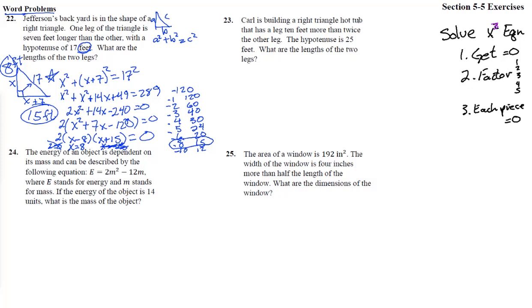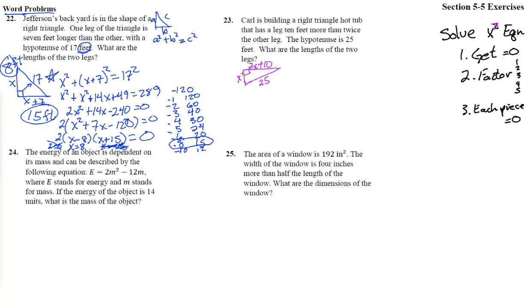Number 23. Let's see if we can make another equation here. Kara's building a right triangle hot tub. All right. So there's a hot tub right there. And we're going to be using the same a squared plus b squared equals c squared. It has a leg 10 feet more than twice the other leg. So if this is our x, this is 10 feet more than twice the other leg. The hypotenuse is 25 feet. What are the lengths of the two legs?